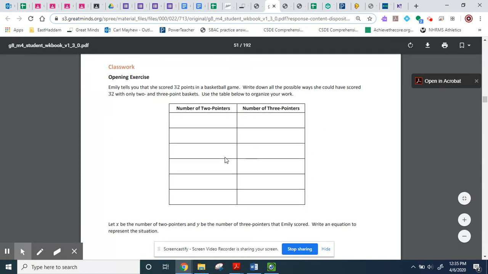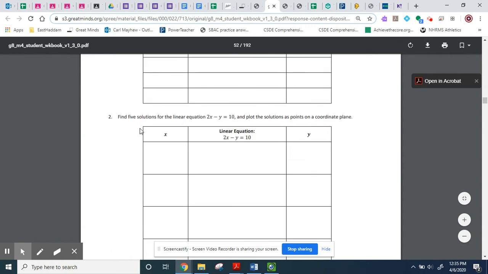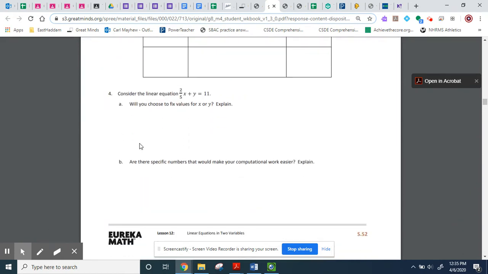So I wanted to talk about one example in particular. These are all ones that you can be trying. Exercises 1, 2, 3. 4 is the one that I actually wanted to talk about with you, though. For number 4, it says that we have the equation 2/5 x plus y equals 11. And the first question says, will you choose to fix x or y? When it says fix, what it means is pick values for either your x or your y. What do you guys think? Should we pick a value for x or should we pick values for y?